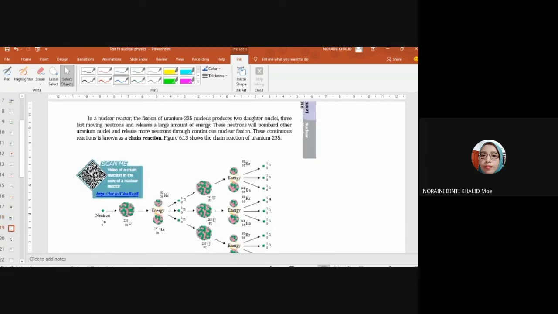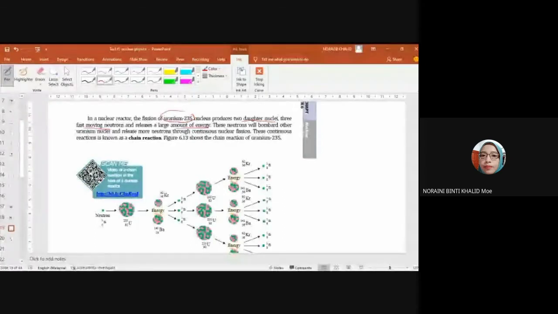In the nuclear reactor, in the fission process, a uranium-235 nucleus produces 2 daughter nuclei, 3 fast-moving neutrons, and a large amount of energy. These neutrons will bombard other uranium nuclei and release more neutrons through continuous nuclear fission. This continuous reaction is known as a chain reaction. So this is nuclear fission. If uncontrolled, it will become a chain reaction that cannot be stopped.